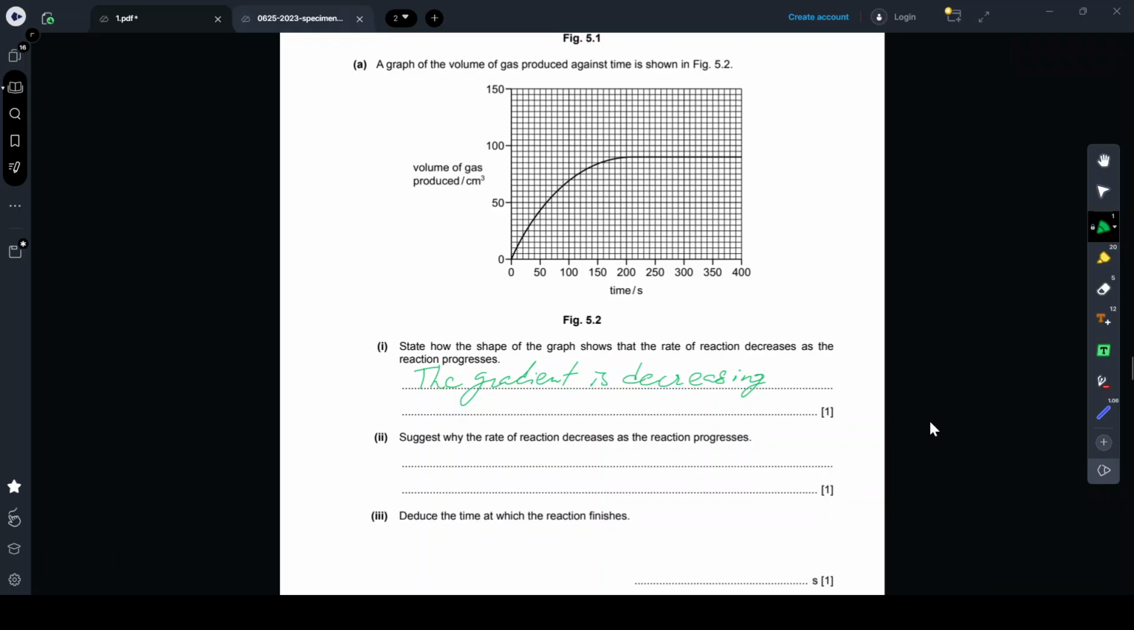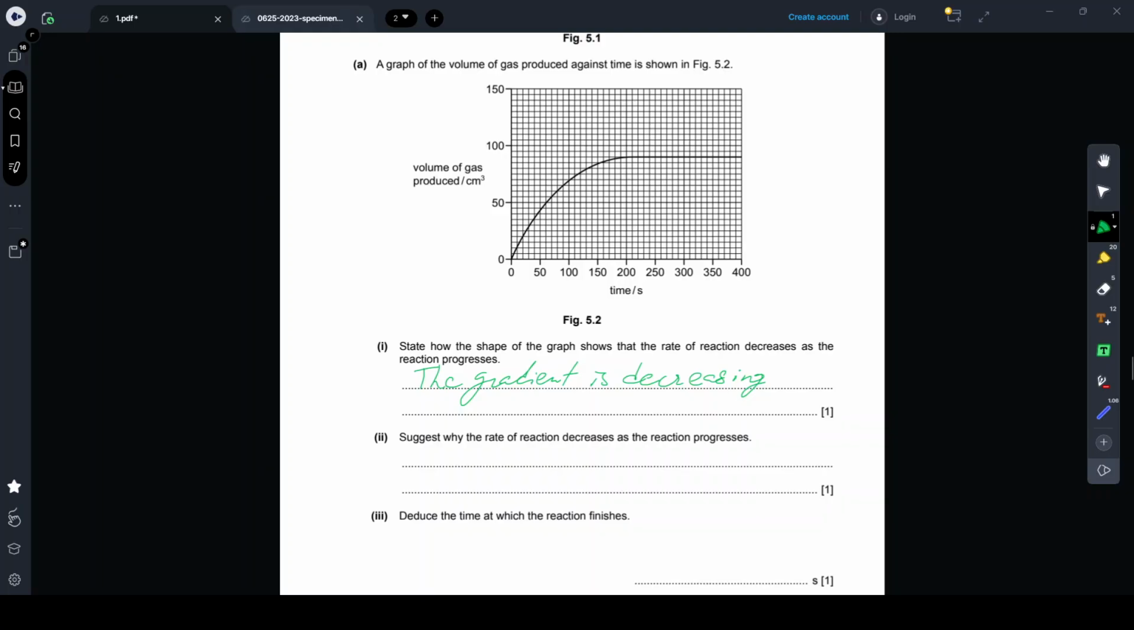All right. Suggest why the rate of reaction decreases as the reaction progresses. Do I have to answer? Well, that's what Sobi is saying. The concentration of... Haram, I couldn't make sense of it. Could you repeat that? The concentration of gas are decreasing. The concentration of what? Reactants. Okay.